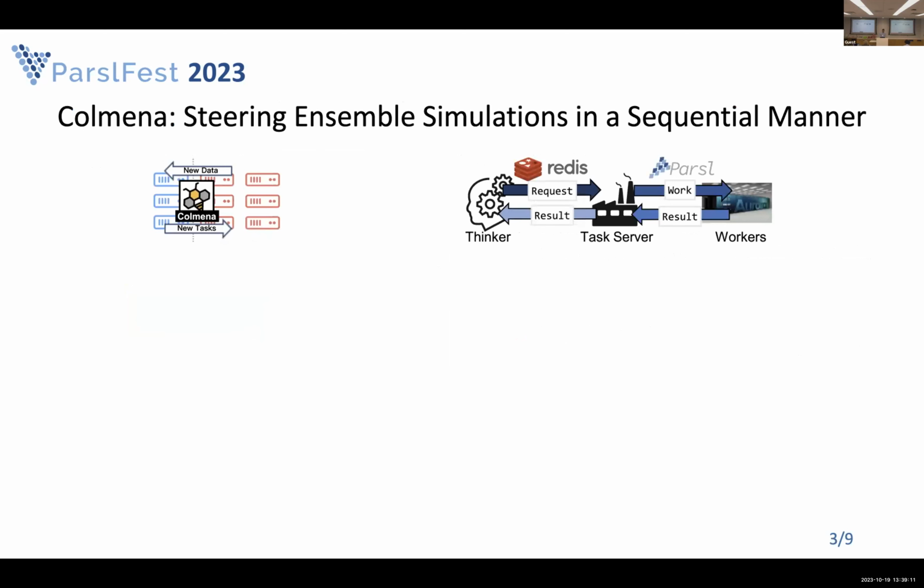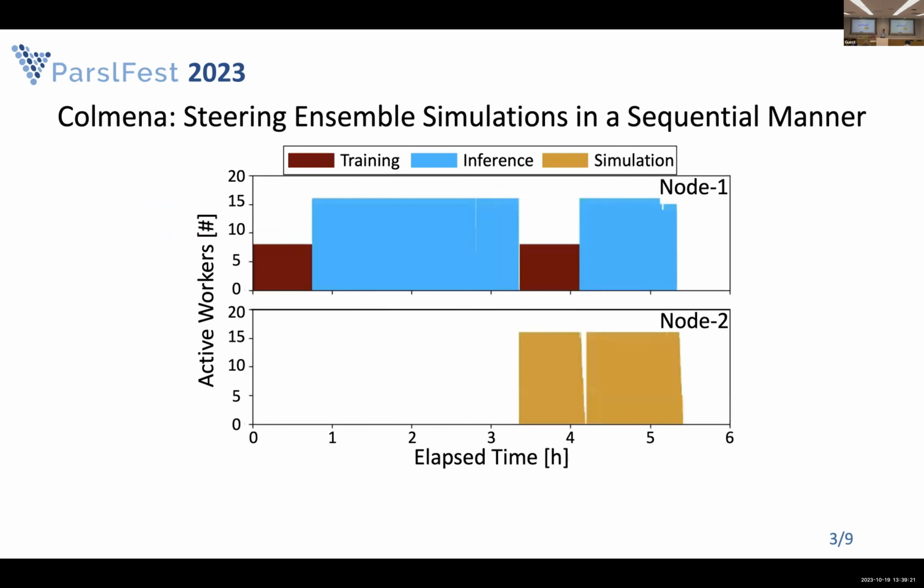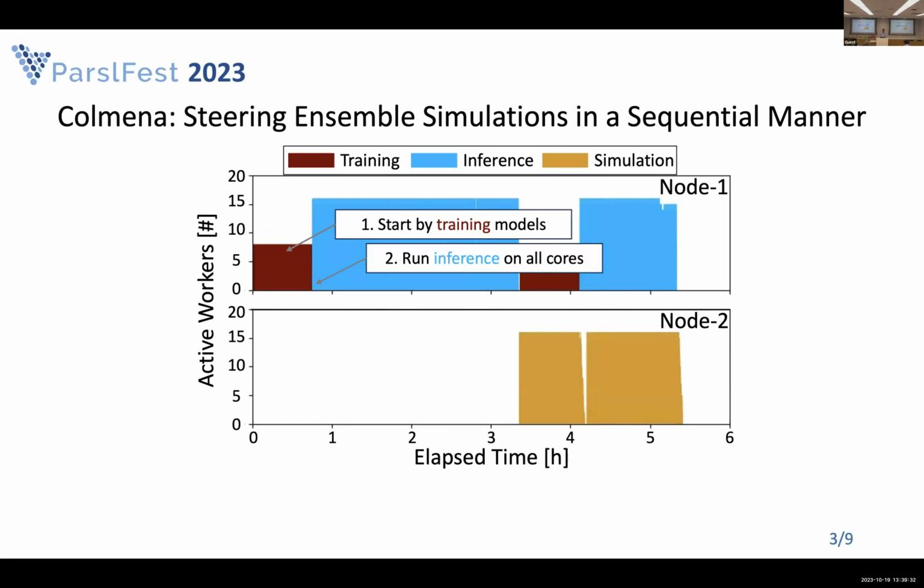In Globus Lab, we have an existing project, Colmena, which is designed to steer machine learning based ensemble simulations. In our experiments, we may see Colmena coordinate the machine learning training, inference, and simulation in a sequential manner. For example, first start by training the models based on a static training dataset. Second, run the inference task within a large search space, which involves 1 million molecules from the MoStream dataset. And third, after the inference, it will schedule the simulation tasks.